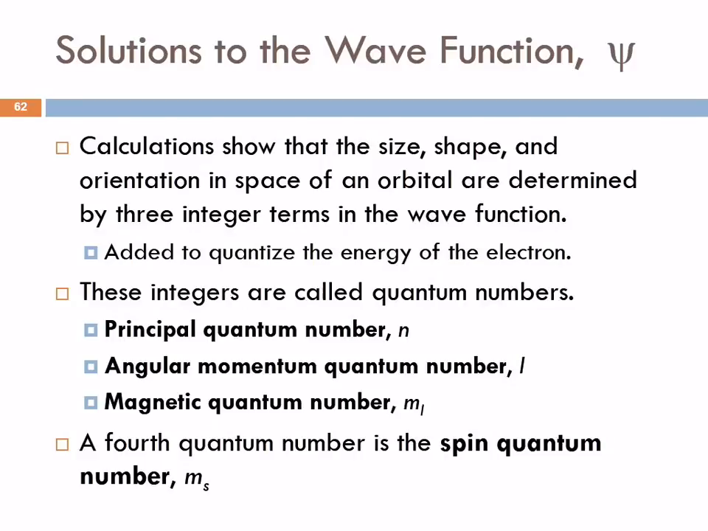We know from experiment and observation that the energy of electrons is quantized. The emission spectra tell us that. And so the wave function equation has to be quantized. Those integers are called quantum numbers, and they have names and symbols. The principal quantum number is n. The angular momentum quantum number is a lowercase l. The magnetic quantum number is m with a subscript l. And then there's a fourth one, the spin quantum number, and that's m sub s.